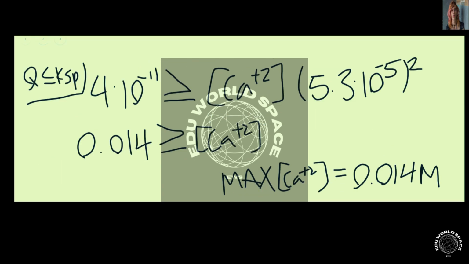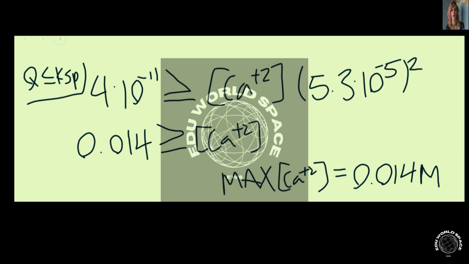So now, again, we want to write our inequality so that Q, our Ca plus 2 times F minus squared, is less than or equal to the value of our equilibrium constant, our KSP. So we write our equilibrium constant, which is 4 times 10 to the minus 11, and that's greater than or equal to our calcium ion concentration, which is our unknown variable, times our fluoride ion concentration squared, times 5.3 times 10 to the negative 5, which is what we just calculated, squared.